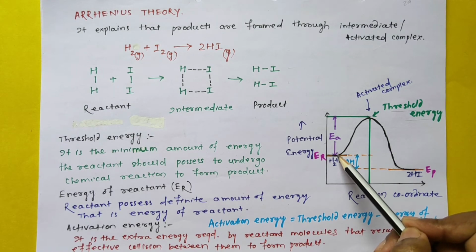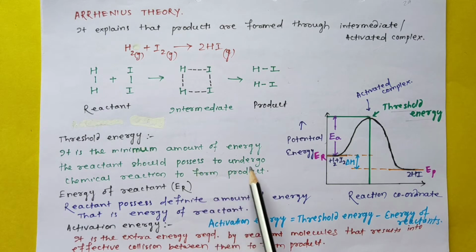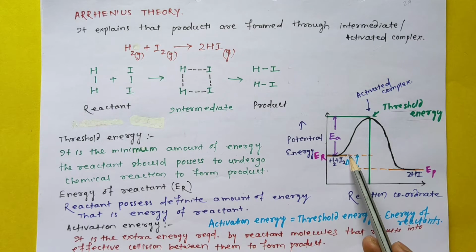So let's go for the definitions. What is threshold energy? It is the minimum amount of energy the reactant should possess to undergo chemical reaction to form product. Next is energy of the reactants. What is energy of the reactants? The reactant possesses definite amount of energy, that is called energy of the reactant.